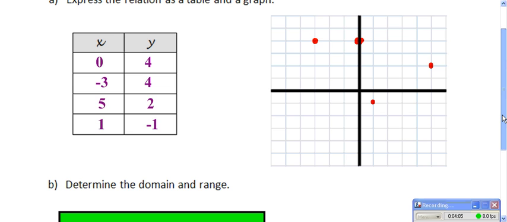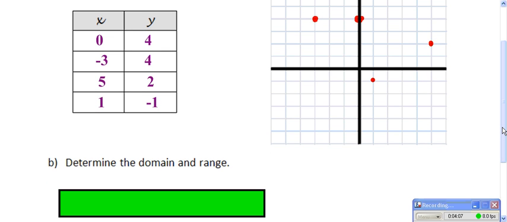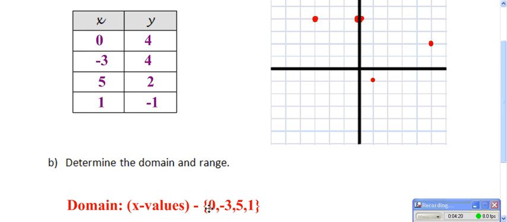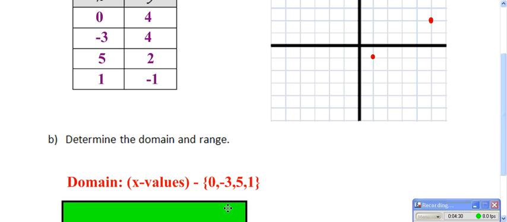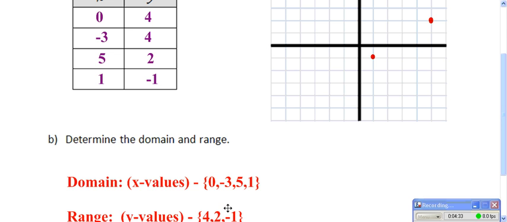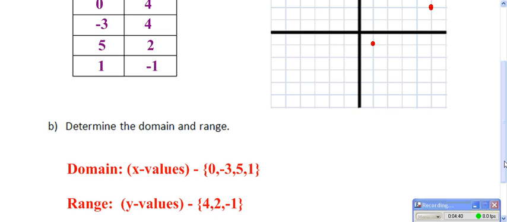In part B, they would like you to determine the domain and the range. Remember, our domain is our independent variable. It is the x value. So here are the x values. Our domain would be 0, negative 3, 5, and 1. Your range would be your y values. So we have 4, 2, and negative 1. Notice 4 is listed twice here. We only need to list it once. 4, 2, and negative 1.